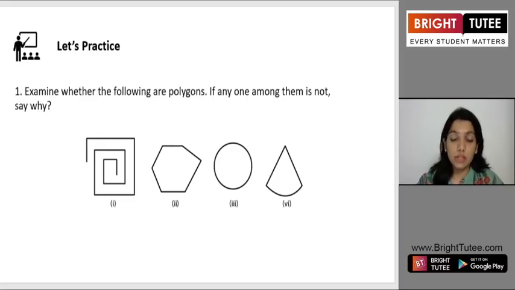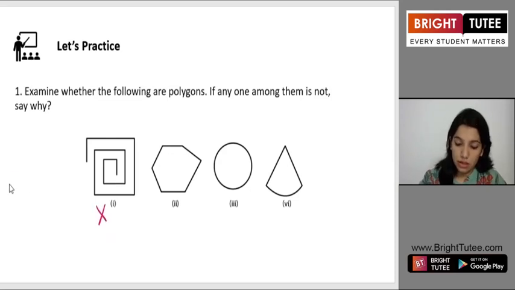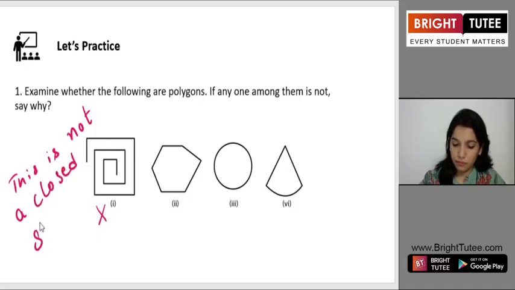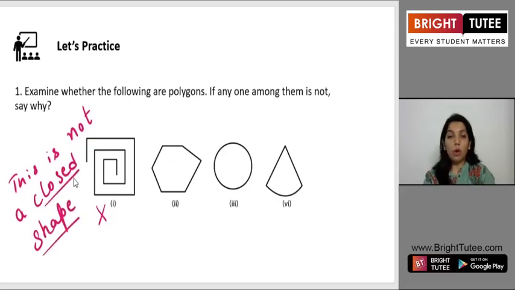So in the first image, clearly we can see that the endpoints of the given coil, which is like a squared coil, are not meeting each other. So this is not a closed shape. So definitely this is not a polygon. Why? Because this is not a closed shape. So this is the reason that we have given for not being a polygon, that this particular first shape is not a closed shape. Now the second one.